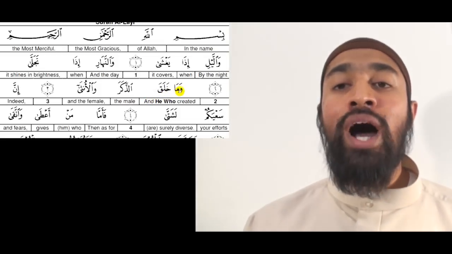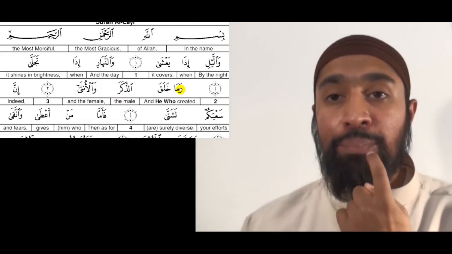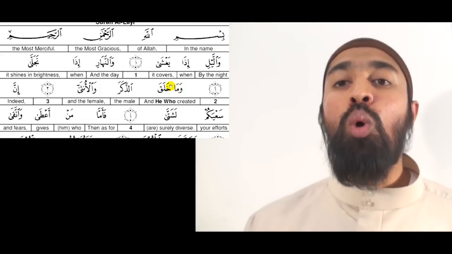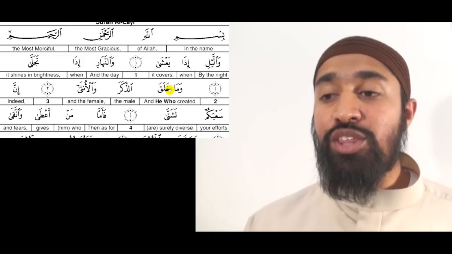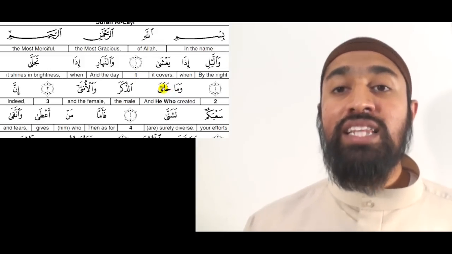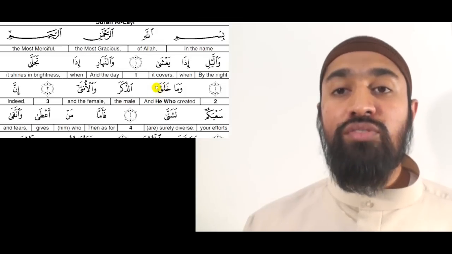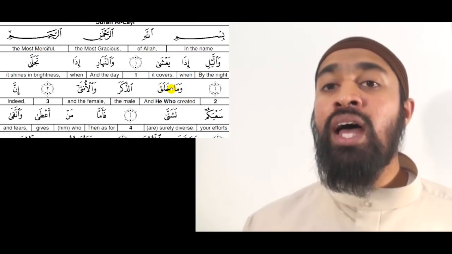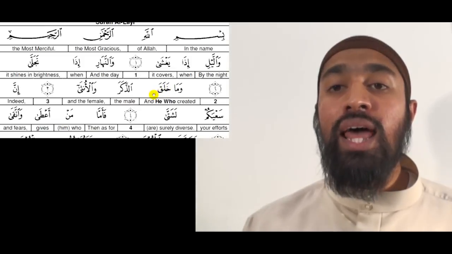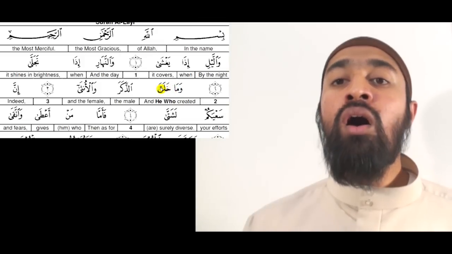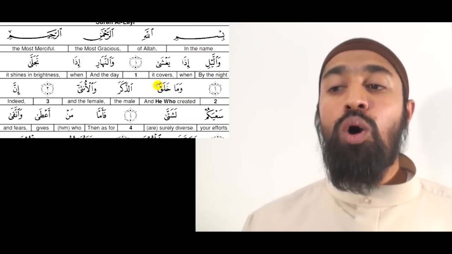Wama, wow, letters of the lips. Meem, letters of the lips, keep them wet. Wama, khalaqa. Kha is the third part of the throat, heavy letter. Lam is light. Qaf is heavy, behind the uvula. Wama khalaqa. Now, qaf is heavy.